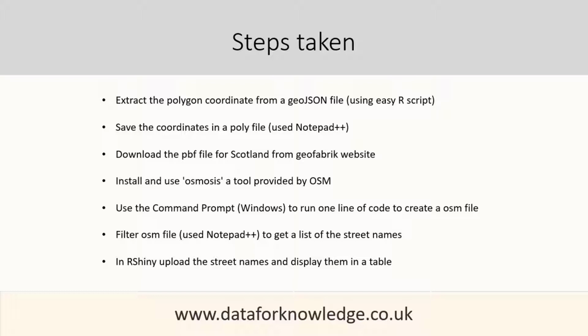The OSM file will contain all information from OpenStreetMap for that catchment area, but I only require the street names. Therefore, I will filter the OSM file, again using Notepad++, to get a list of the street names. And finally, I will upload the street names and display them in a table in RShiny.